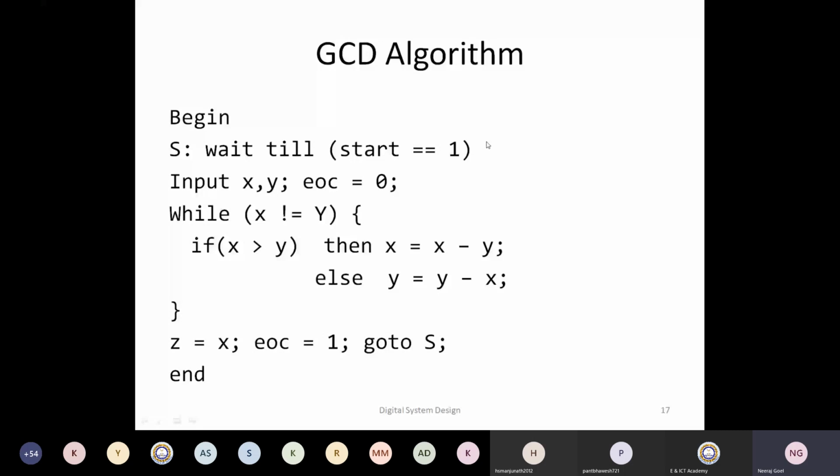So whichever is the larger one, the smaller number would be subtracted from the larger number, and this loop will continue till x is equal to y. When this loop finishes, we say that either x or y, they are equal to Z. We'll also assert our end of computation signal, and we go to S, which means we can wait for another start signal.